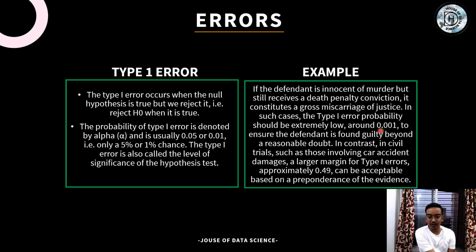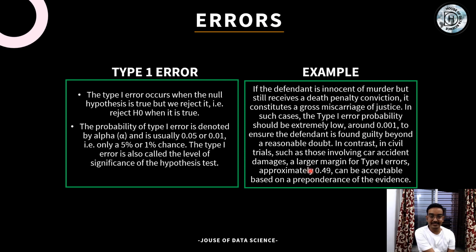So the probability should be extremely low, around 0.01, to ensure that the defendant is found guilty beyond a reasonable doubt, in contrast to a civil trial involving a car accident, where the margins are larger. Basically, this is a significance level which you can set very low, so that only once you are ultimately sure that this person is definitely a criminal do you give him a punishment and reject the null hypothesis. If you keep the significance value very low, there is very little chance that you will make a mistake. It is very unlikely that the result will be less than 0.01 and still he will be innocent, right? So you keep this threshold very low so that you are not giving an innocent person a wrong conviction, right?